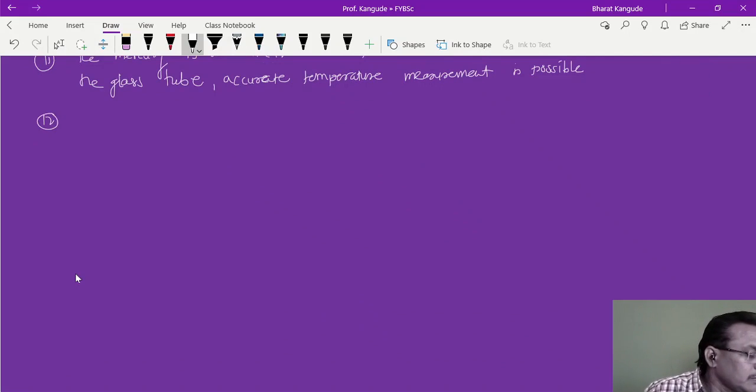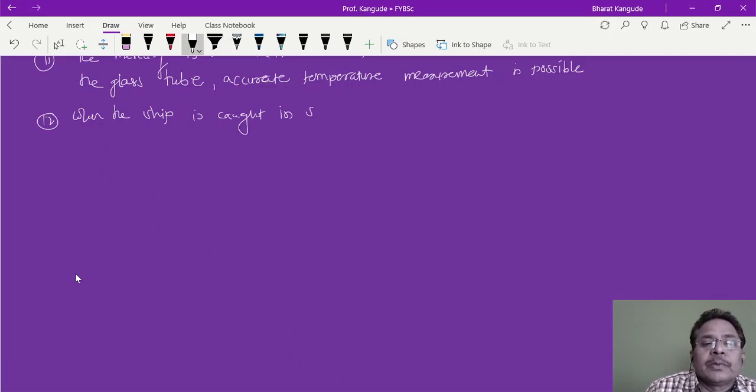Then 12, this is an application when a ship is caught in a storm. Oil is poured on the sea surface.